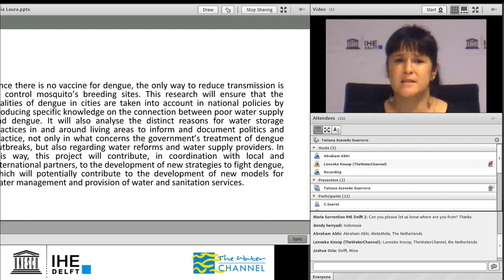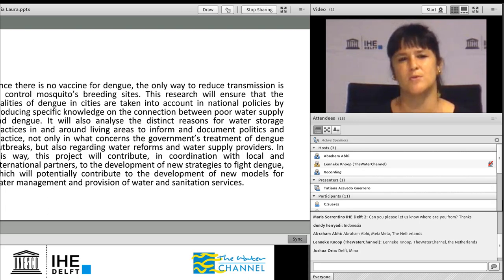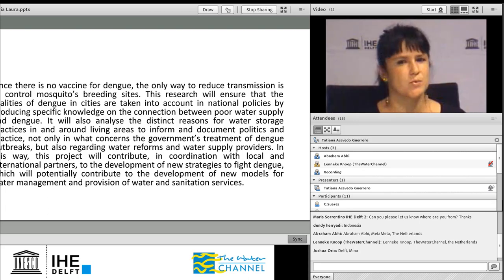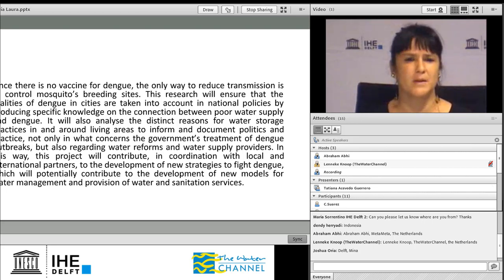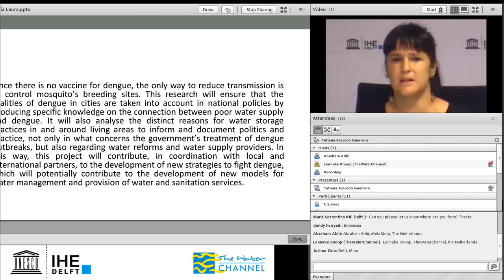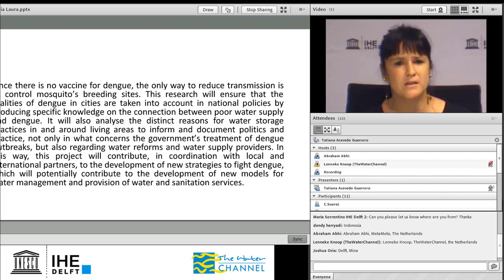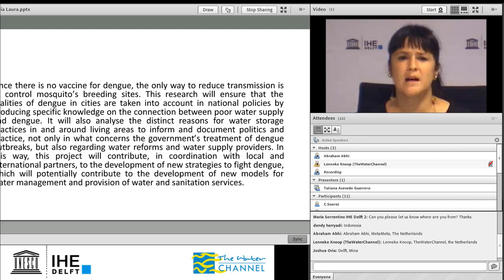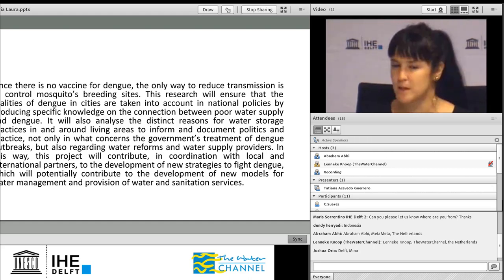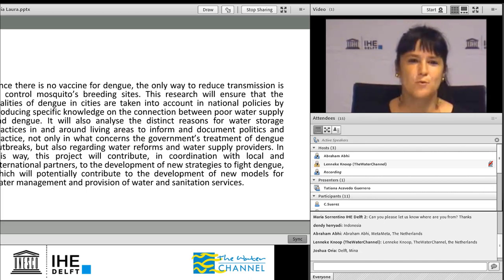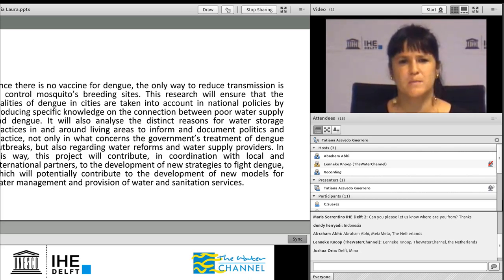Now, since there is no available vaccine for dengue, the only way to reduce transmission has been to control mosquitoes' breeding sites. So this research will ensure that the realities of dengue in cities are taken into account in national policies. The aim is to produce specific knowledge on the connection between water supply and dengue, between sanitation and dengue, between drainage and dengue, and also analyze the distinct reasons for water storage practices. If there's water being stored in the city, to ask ourselves why, and why is it being stored in or around living areas?